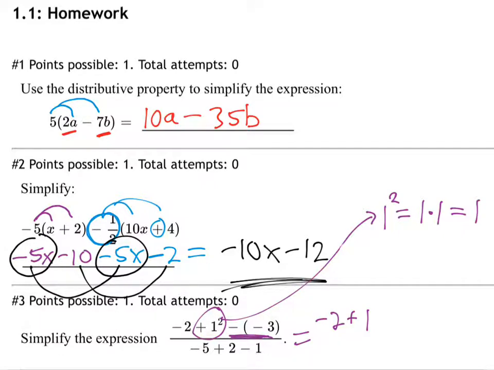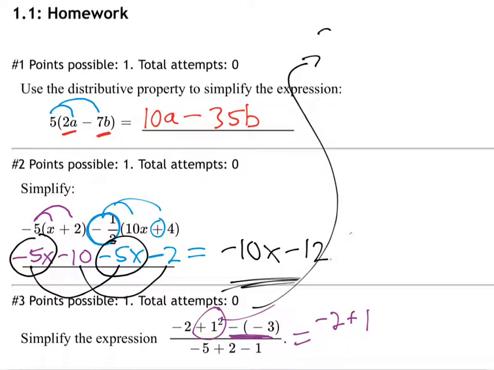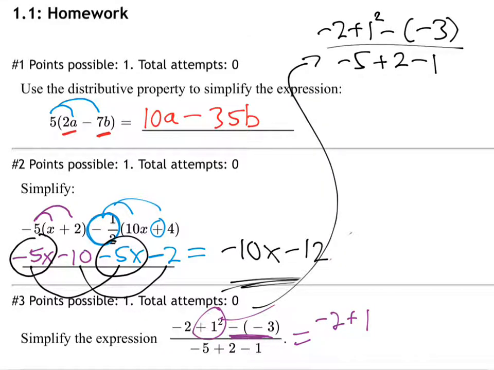That's a good idea. Yeah. All right, so this one up here: minus 2 plus 1 squared, minus 3 over minus 5 plus 2 minus 1. Yeah, good idea. Let's do that. Okay, so the minus 2 is just going to stay minus 2, plus 1 squared is just 1.